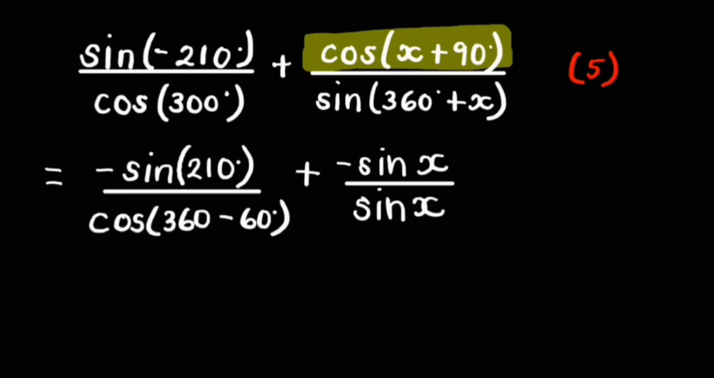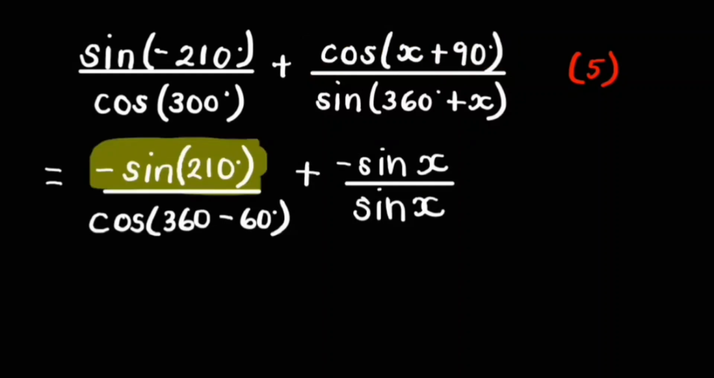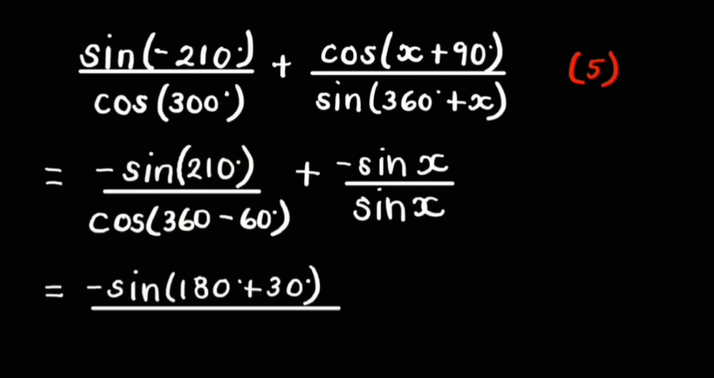Now, in the next step, we're going to simplify our first fraction. Focusing on negative sine 210 degrees, we need to reduce that. So we ask ourselves, what quadrant does 210 degrees lie in? It lies in the third quadrant. And in the third quadrant, the reduction formula that we're going to make use of is 180 plus. So applying that reduction formula, we have negative sine 180 degrees plus 30 degrees.